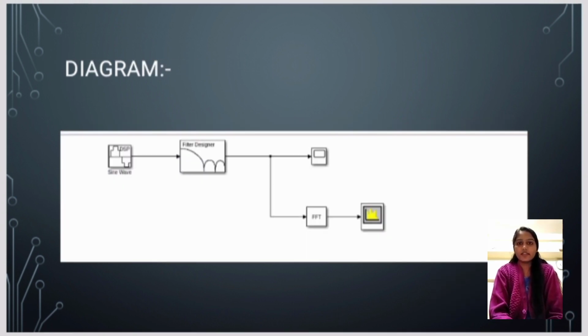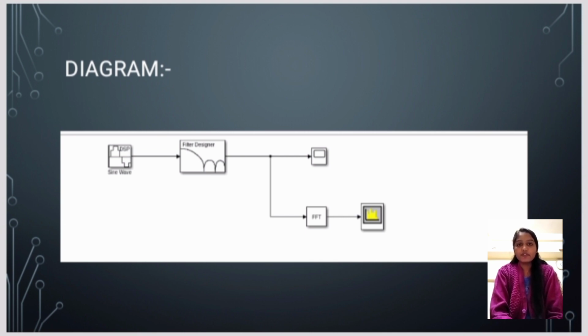So this is the Simulink of the FIR low pass filter using the windowing Hamming technique. A discrete sine wave is taken as input, where we can change the amplitude as well as the frequency of the signal. The output of the discrete sine wave is given as input to the filter design. As per our problem statement, we are using a ninth order FIR low pass filter using the windowing Hamming technique, with sampling frequency equal to 2 kHz and cutoff frequency equal to 100 Hz.